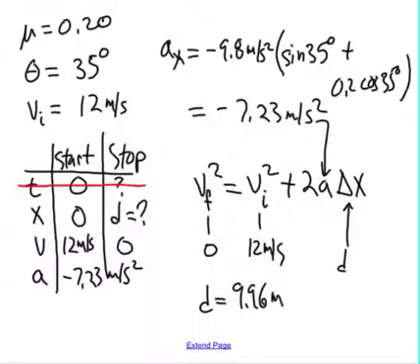So what Newton tells us, if we have a block sliding up an incline with an initial velocity of 12 meters per second, the angle of the incline is 35 degrees and the coefficient of friction is 0.2, he predicts the block will move a distance of 9.96 meters up the incline before it stops. And that's what we're asked to find. So we are done.